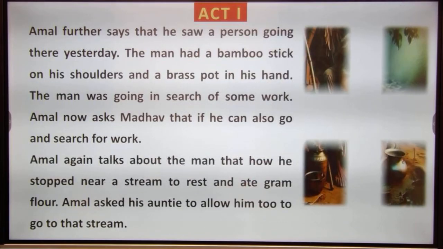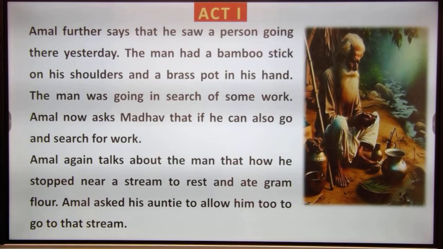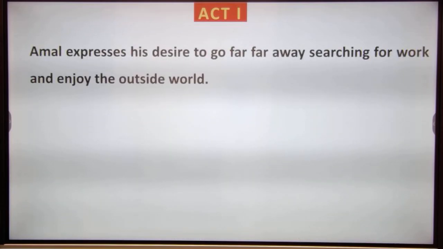Now Amal again talks about the man and says that this old man stopped near a stream to rest and ate gram flour. Amal was fascinated by his simple life, how he was very free to go anywhere. Amal asked his auntie, wife of Madhav, to allow him to go to that stream. He also wants to be a person like that old person. He wants to have this beautiful, serene company of nature. Now, Amal expresses his desire to go far, far away, searching for work and enjoying the outside world.